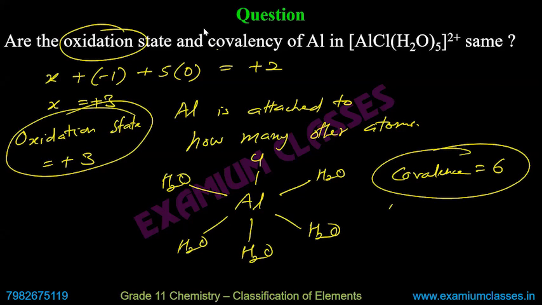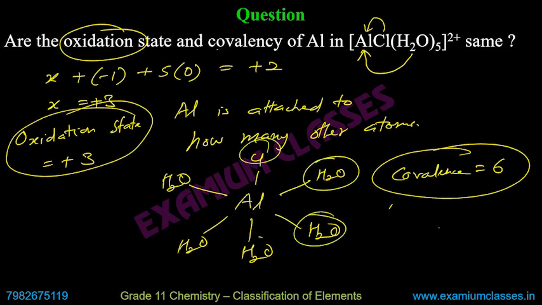Yes, sir. Covalence one is that if you write this formula, it says that aluminium is attached to 1 chlorine and 5 H2O. H2O whole 5 means there are 5 H2O which are connected to aluminium, and there is 1 chlorine which is connected to aluminium. So it means total 6, 1 chlorine and 5 water molecules are connected to aluminium. That will decide the covalence. 6 attached, so covalence will be 6.